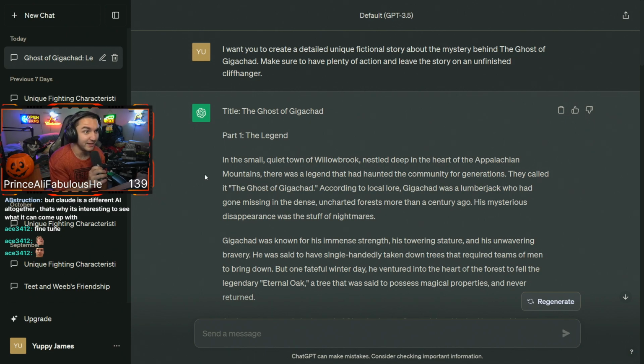Part 1. The Legend. In the small, quiet town of Willowbrook, nestled deep in the heart of the Appalachian Mountains, there was a legend that had haunted the community for generations. They called it the Ghost of GigaChad. According to local lore, GigaChad was a lumberjack who had gone missing in the dense, uncharted forests more than a century ago. His mystery, his oh my god, cut it. His mysterious disappearance was the stuff of nightmares.